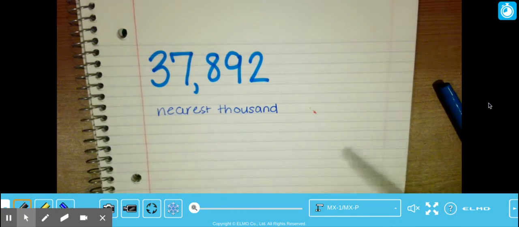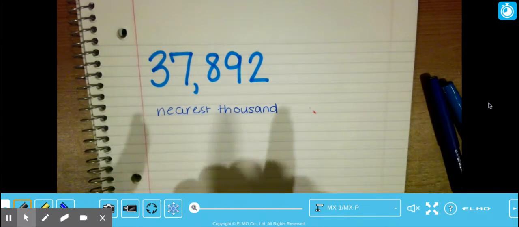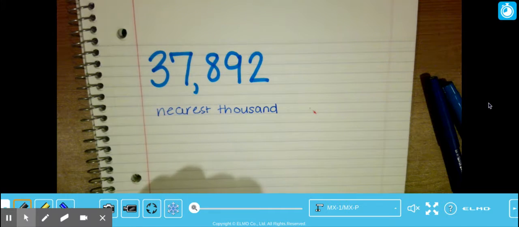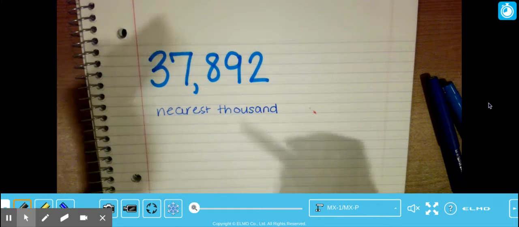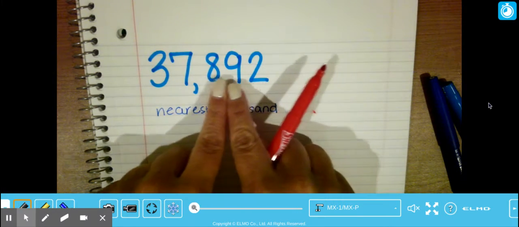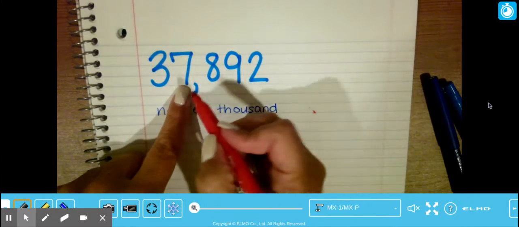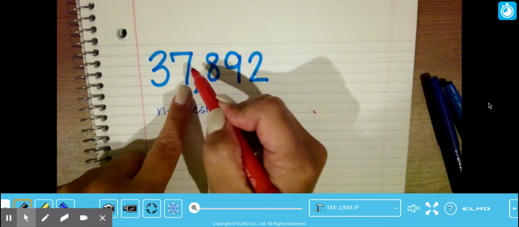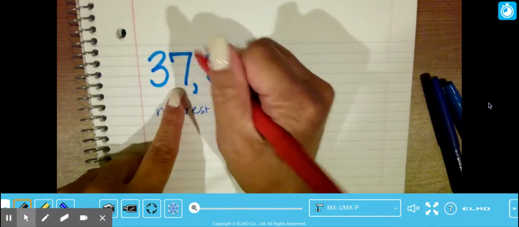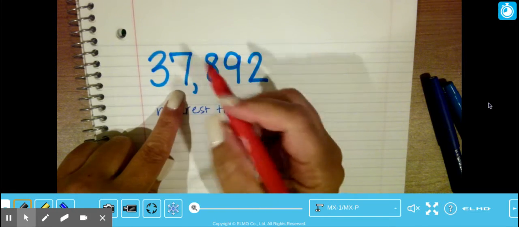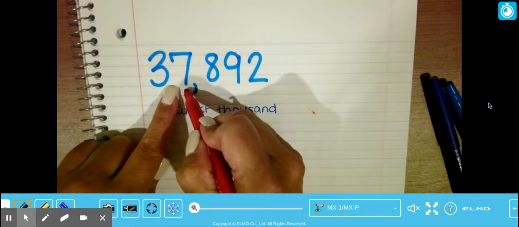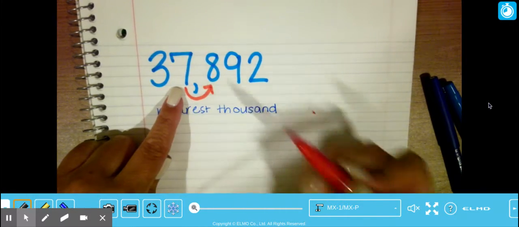Okay. So if I round this to the nearest 1,000, following my rules that we just went over, first we have to find the place that I'm rounding to. So I have my ones, tens, hundreds, thousands. All right. So this is my target digit. Again, some people like to circle it, some people underline it, do whatever makes you happy.